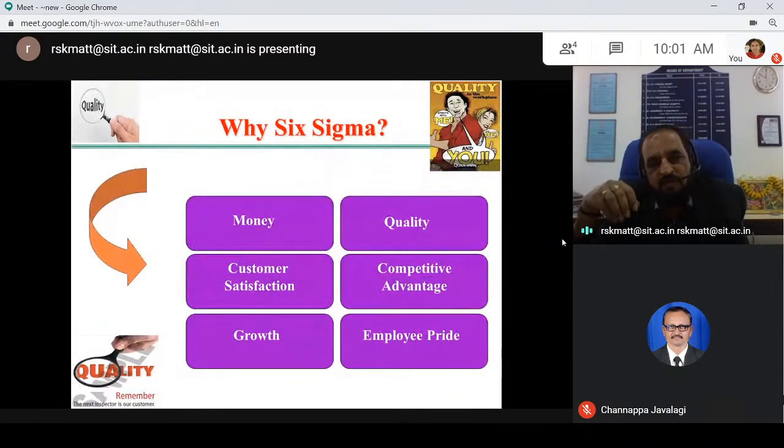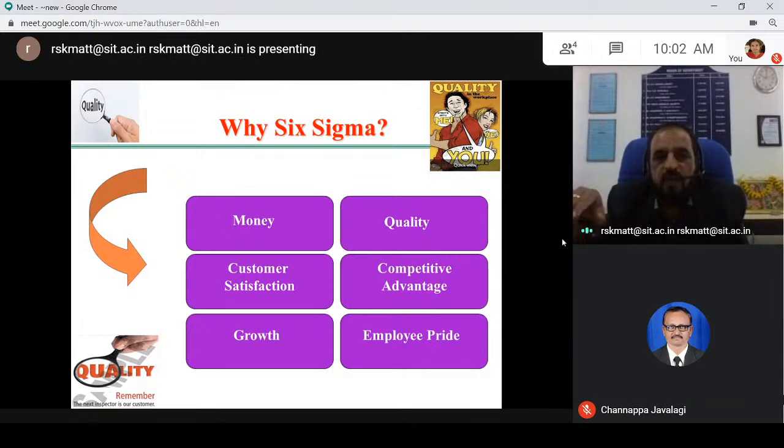And why Six Sigma? Six Sigma saves money, that is, it improves the profit of the organization, improves quality, and increases customer satisfaction and customer trust. It also gives a competitive advantage in the business. We can compete with multinational competition. That is a product competitive advantage. If our company is named as a Six Sigma company, the whole world trusts the practices used in the manufacturing industry.